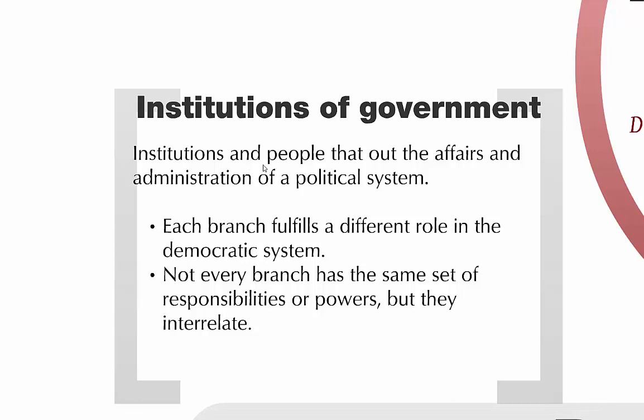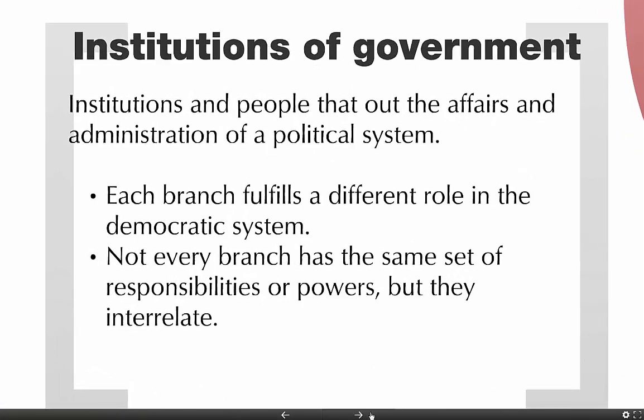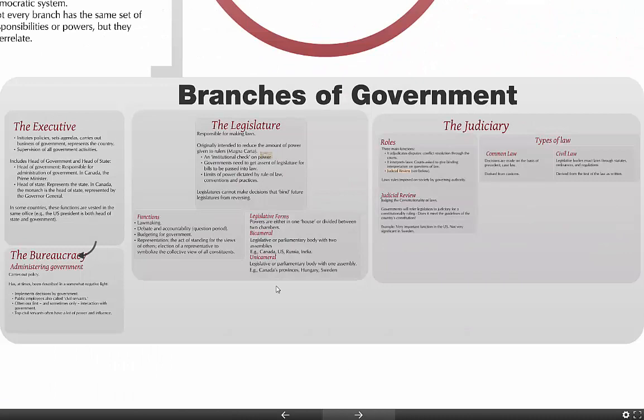Each branch has a different role, and not every branch has the same sort of responsibilities or powers, but they all interrelate and have to act in relation to each other in some fashion. These are the branches: the executive, the bureaucracy, the legislature, and the judiciary.